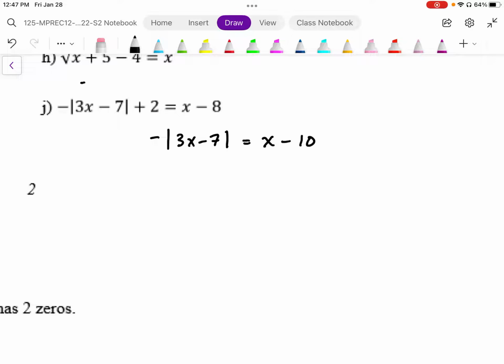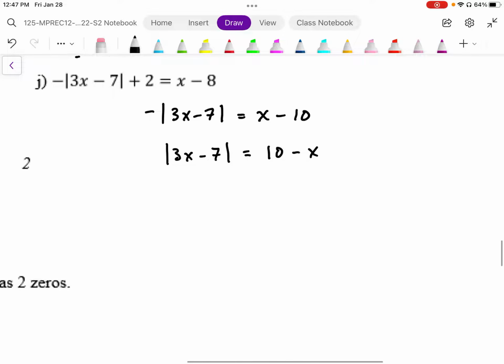I need to isolate the absolute value, so I need to get rid of that negative. So I'm going to divide by negative. So I end up with 10 minus x. So I have to give the positive version of this solution and the negative version.